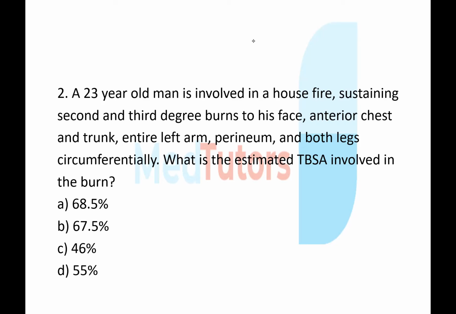Now, you should know that in estimating total surface area, there are several formulas. Use the rule of 9, the Wallace rule of 9. You use the Lund and Browder charts in the pediatric age group. You can use the rule of palm. Now, the commonly used formula is the Wallace rule of 9.